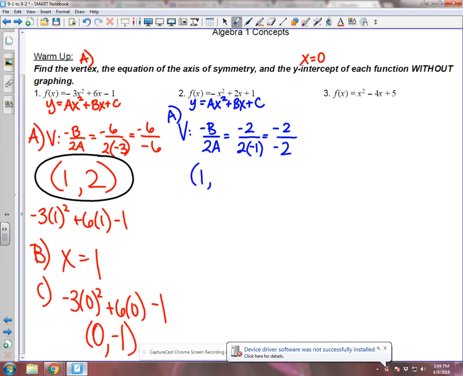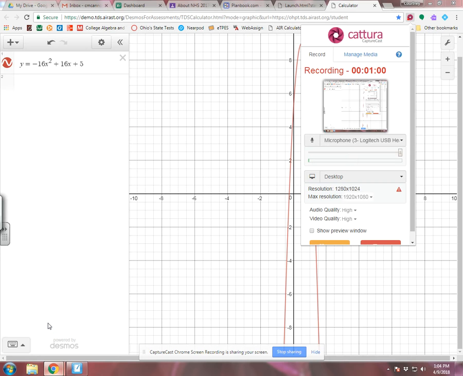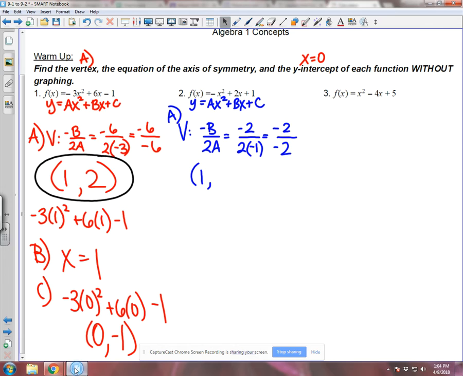You're going to plug it in. I'm going to take that 1 and I'm going to put it in. It seems to be working, right? Okay, so I'm going to put it in for X. Now, folks, remember that negative symbol has to go outside of the parentheses when I plug it in.